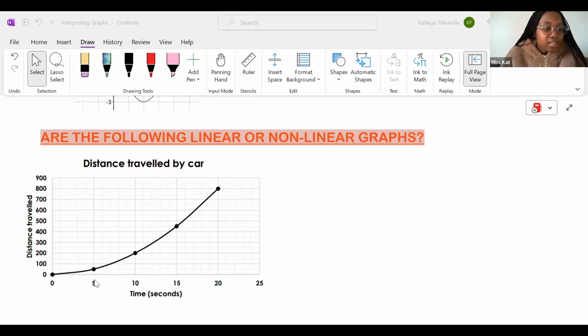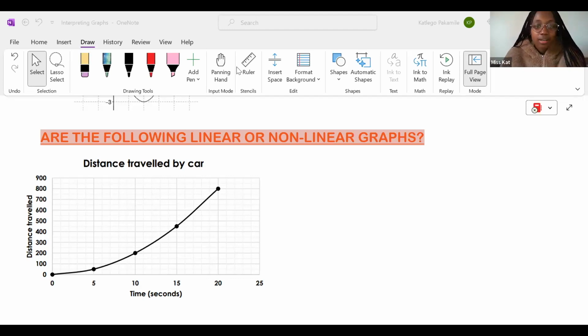At 5 seconds, it has traveled 50. 50 meters, maybe, definitely not kilometers, right? And then at 10 seconds, it's at 200. At 15 seconds, it's at 450. At 20 seconds, we are at 800. So what do you guys think? Is this a linear or non-linear graph? Tando says linear. There are 23 of us in here. I'm expecting way more answers than one.